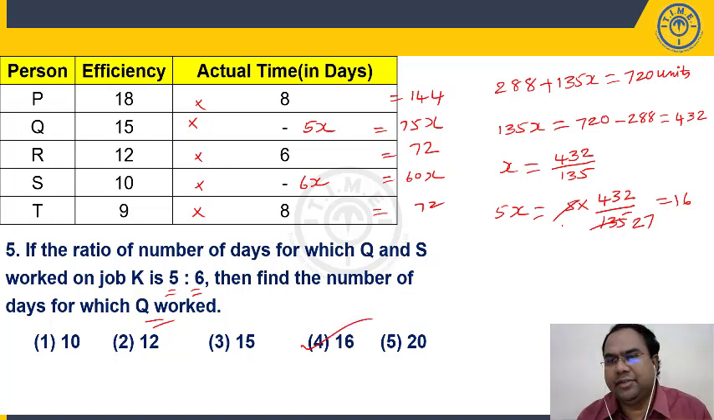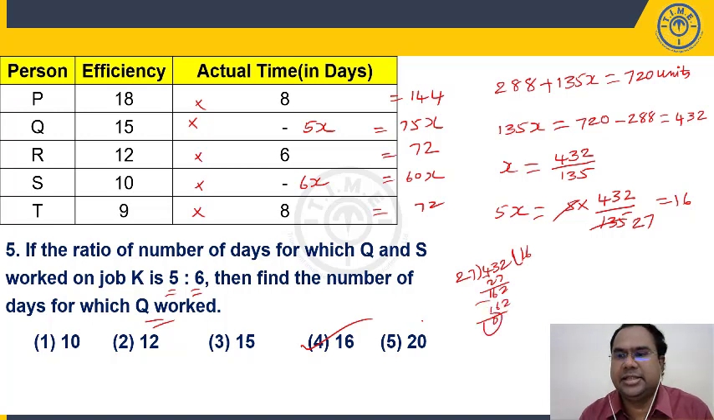So if you divide 432 by 27, 27 goes 1 time, 27, 16 remaining. 162 means 27, 6 times. So it will be exactly 16. Right? 16 is in your choice 4. So these 5 questions are based on time and work based data interpretation.